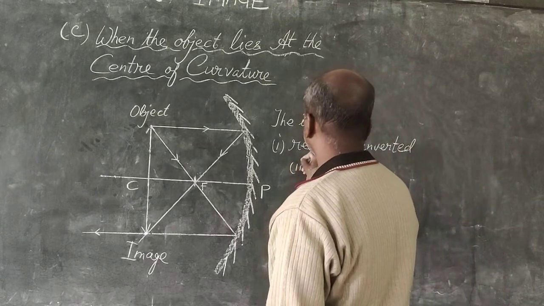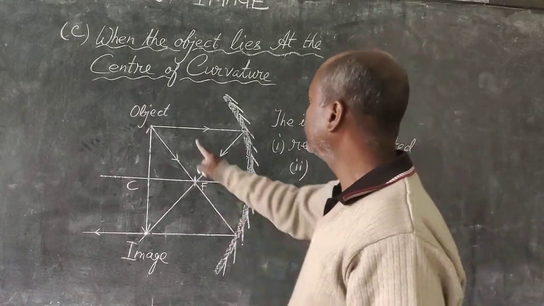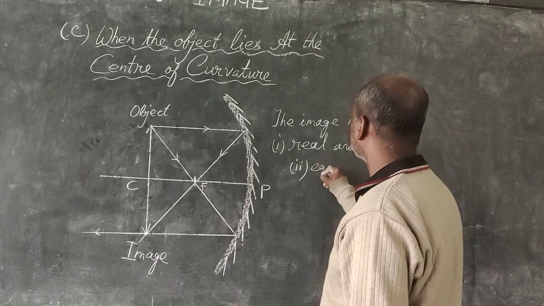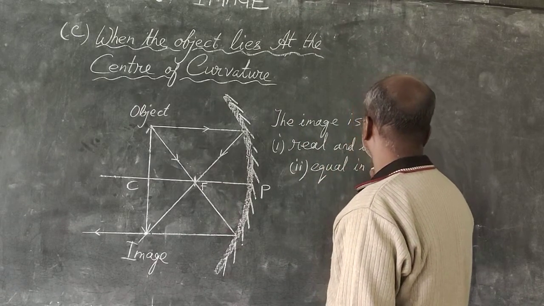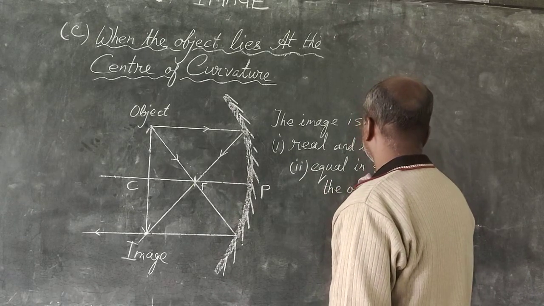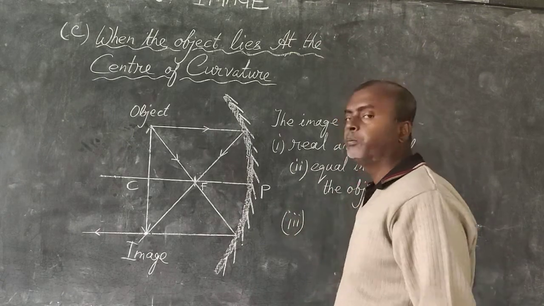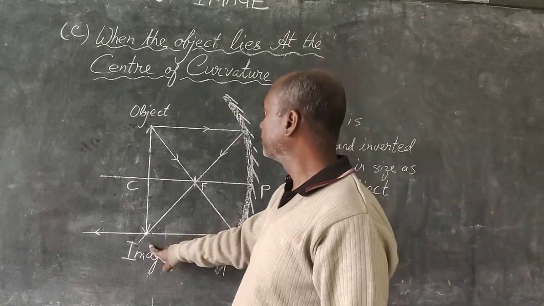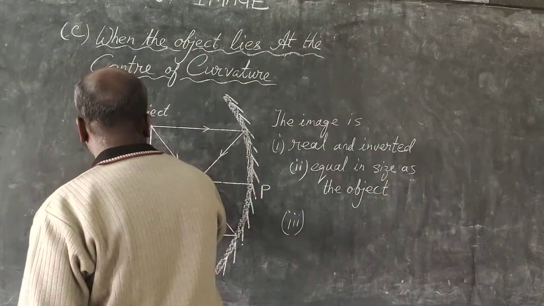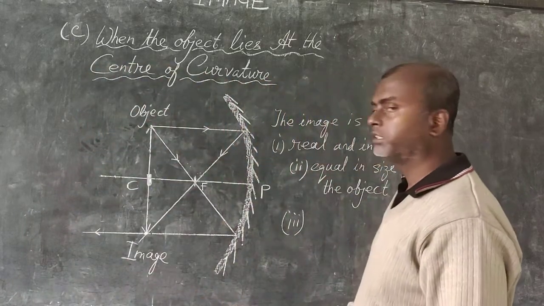What is the second characteristic? Okay, the second characteristic is the size. The size of object and image are now the same. The image is equal in size as the object. And the third characteristic, what will it be? The position of the image. Where is the position of the image located? The object is at center of curvature, the image is also at center of curvature. So this point, the center of curvature, the image is also at center of curvature.